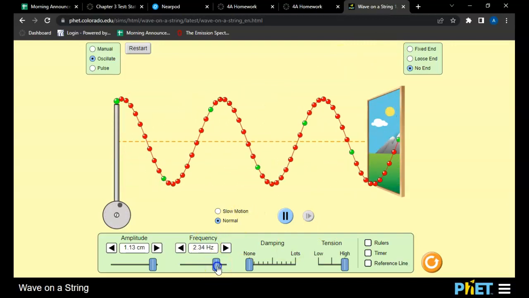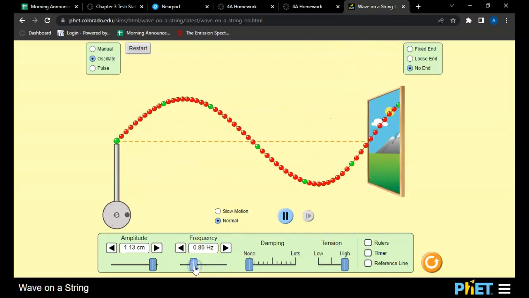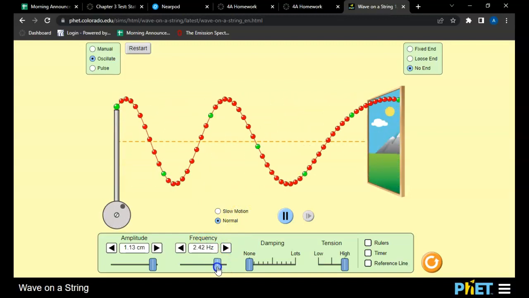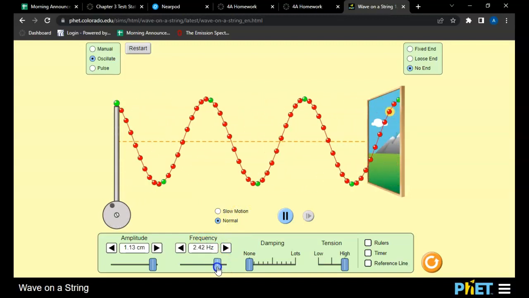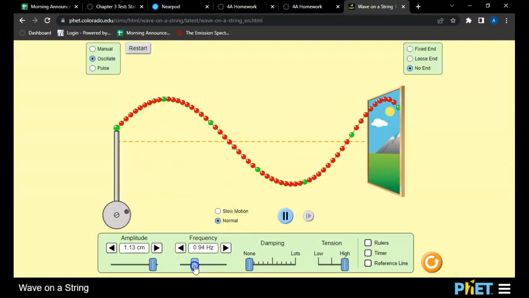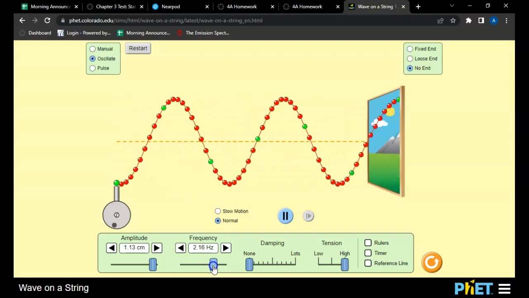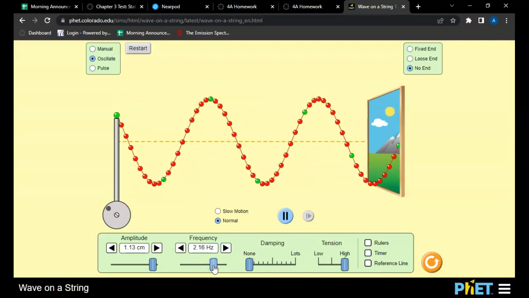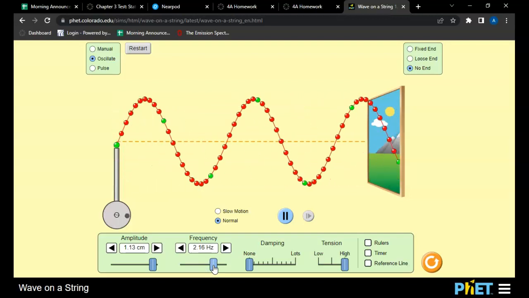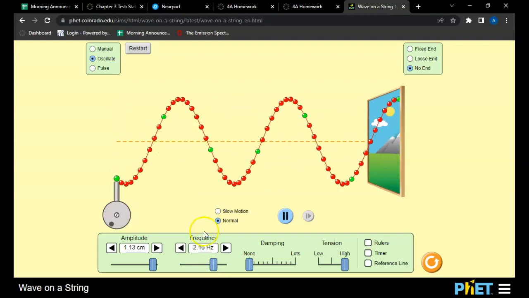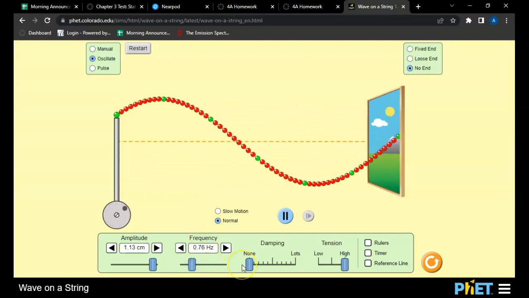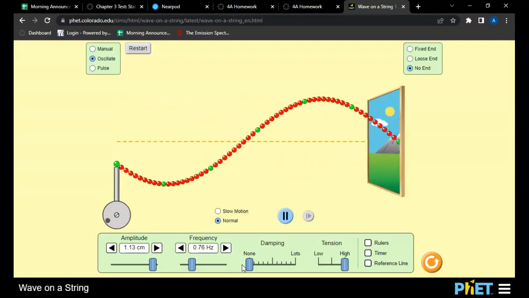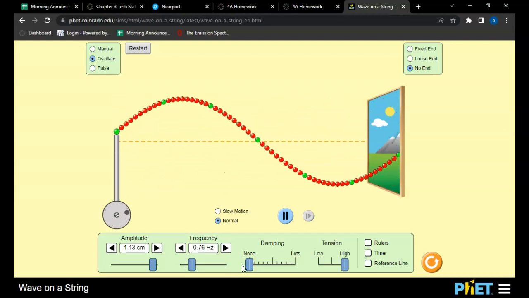So what happens to my wavelength as I increase the frequency? Yeah, the closer together, the wavelength becomes a lot shorter. So as I increase the frequency, wavelength decreases. As I decrease the frequency, wavelength increases. They have what's called an inverse relationship.